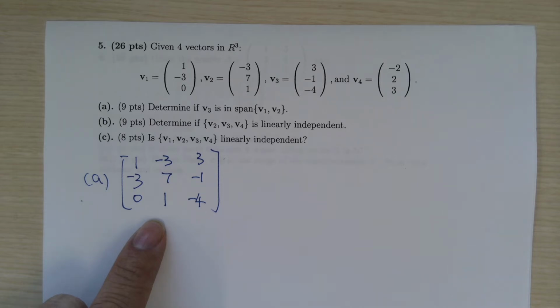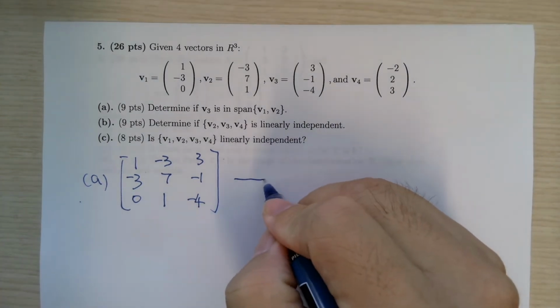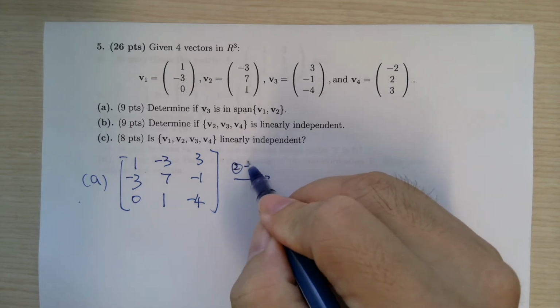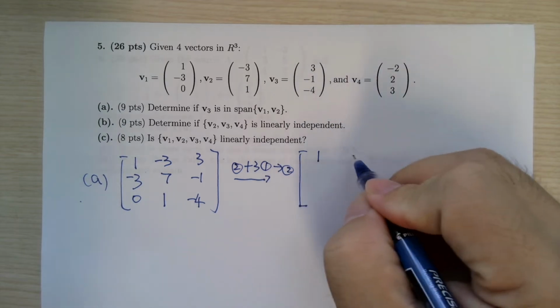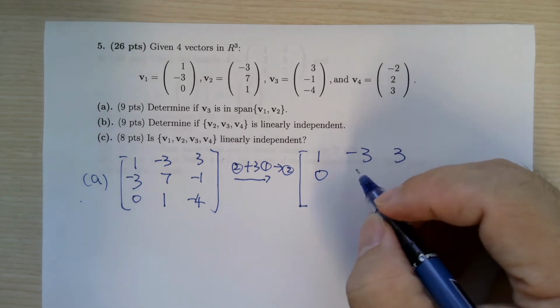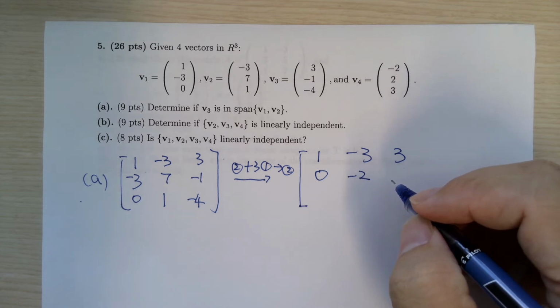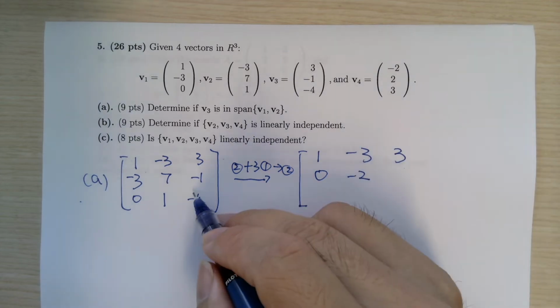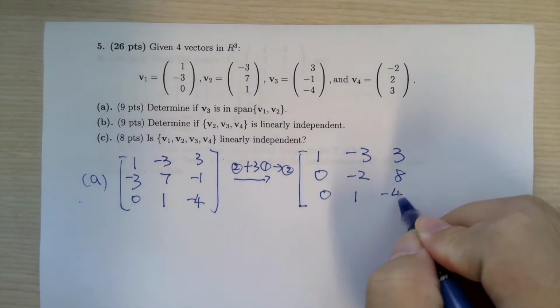So what can we do? Well, if we do row 2 plus 3 times row 1 as the new row 2, you're going to have 1, -3, 3. So this part becomes 0. This becomes -2. This becomes -1 plus 9, which is 8, and then 0, 1, -4.